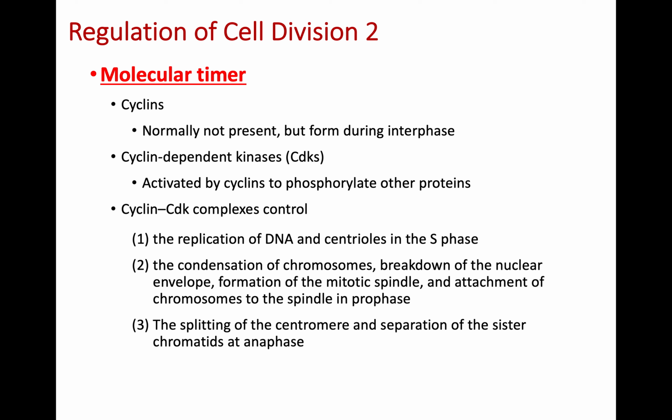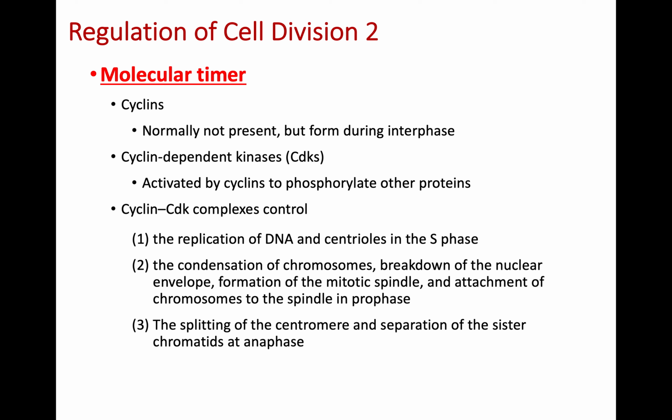As we're regulating the cell cycle, there's something called a molecular timer. And this molecular timer is just a series of molecules inside the cell that help to regulate the cell cycle as we go from gap 1 to S phase to gap 2 to the mitotic phase. Some of the proteins involved are cyclins. Those are proteins that are present during interphase only. We also have cyclin-dependent kinases, and these are proteins that are activated by the cyclins to add phosphate groups, hence the term kinase. Kinases add phosphates. They phosphorylate other proteins.